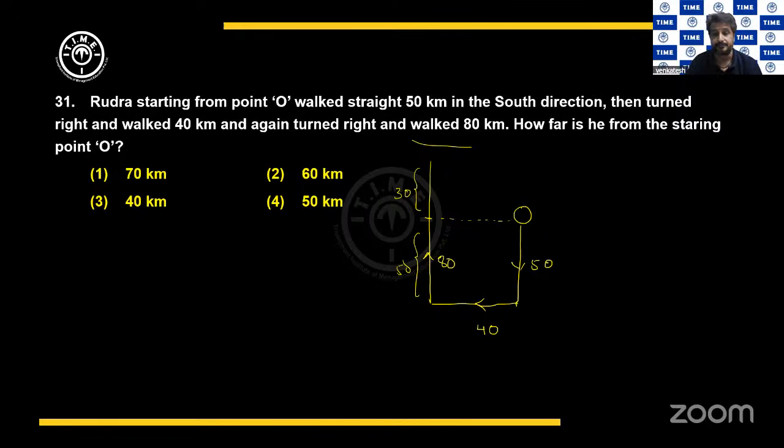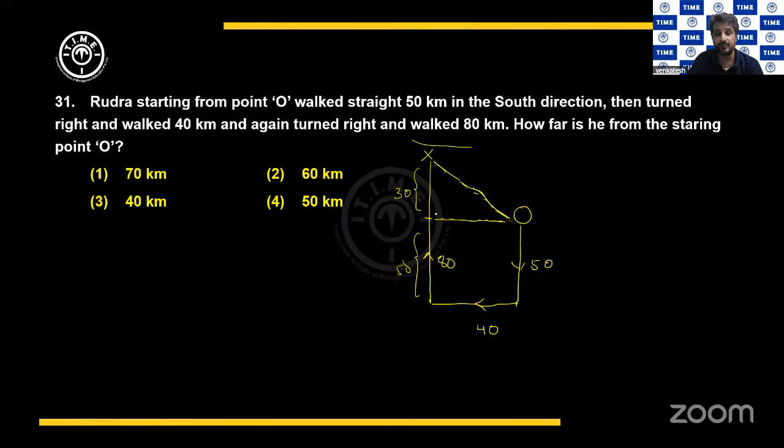Right. Now what is the question? How far is he from the starting point? So this is the final point, let's say X. So we have to identify the distance between X and O. Directly identifying this distance is not possible. Let us apply the Pythagoras rule.